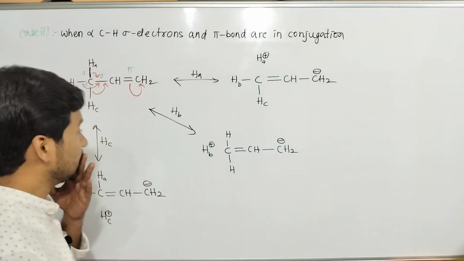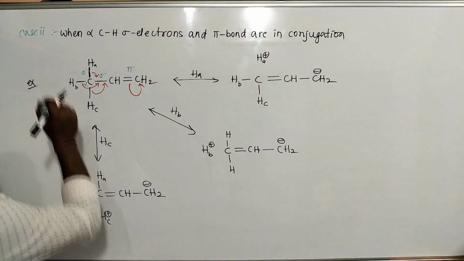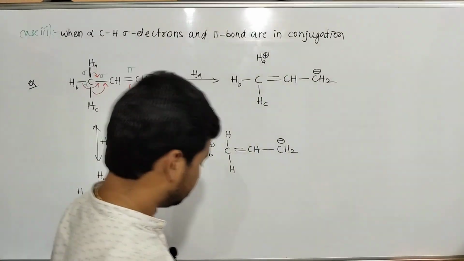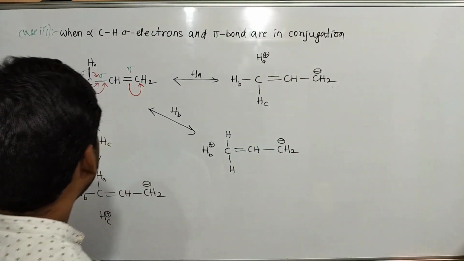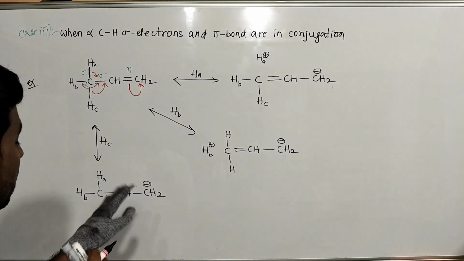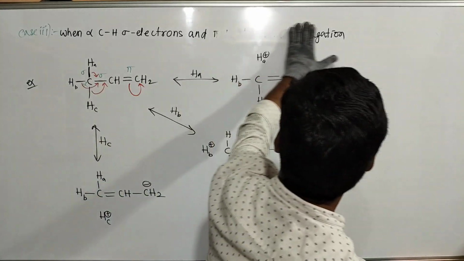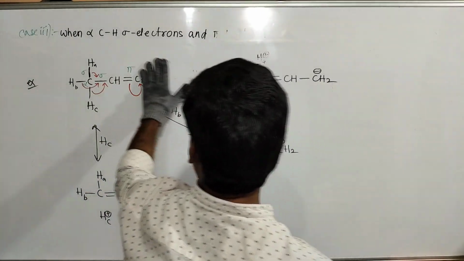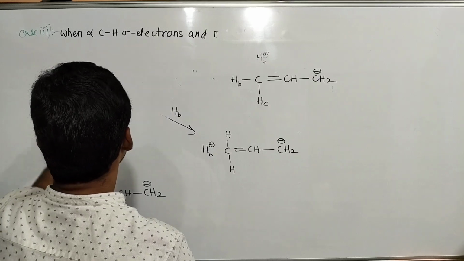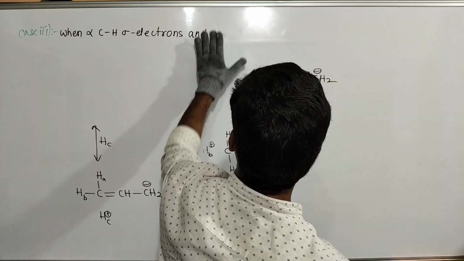Now, third case, case number 3. That is when alpha carbon CH sigma electrons and a free radical are in conjugation.